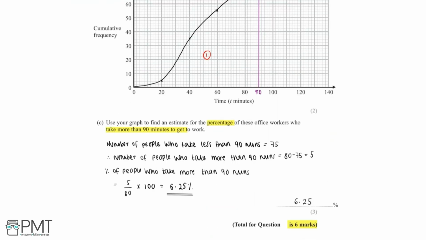We get the fourth mark for using the graph in order to find that the number of people who take less than 90 minutes is 75, and for therefore deducing that the number of people who take more than 90 minutes is equal to 5. We get the fifth mark for using this value in order to find a percentage by doing 5 divided by 80 multiplied by 100. And we get the last mark for getting a correct estimate that the percentage of these office workers who take more than 90 minutes to get to work is 6.25%.